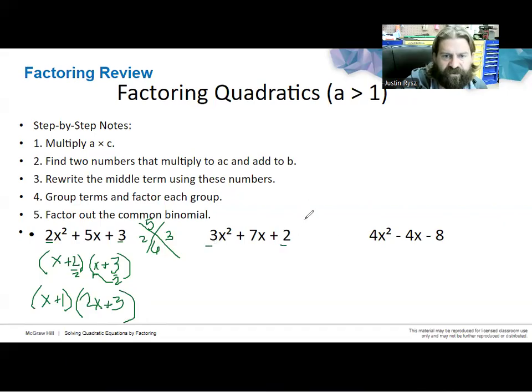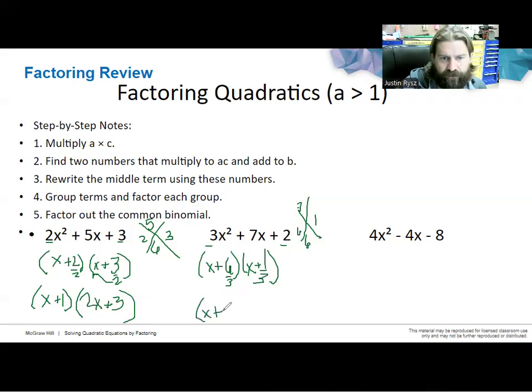All right, very similar problem here. This time it's what multiplies together to give us 6 and adds together to get 7. That's a 6 and a 1. So we get x plus 6, x plus 1. Divide them both by 3. That was the number in front of this problem. 6 does divide by 3. That is 2. 1 does not divide by 3, so we slide it on over, make it a 3x plus 1.